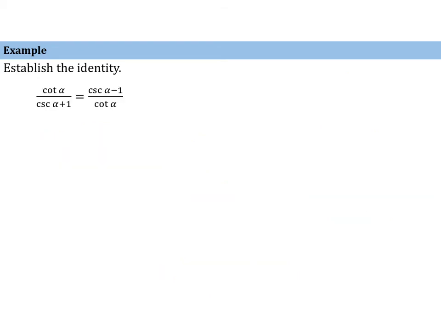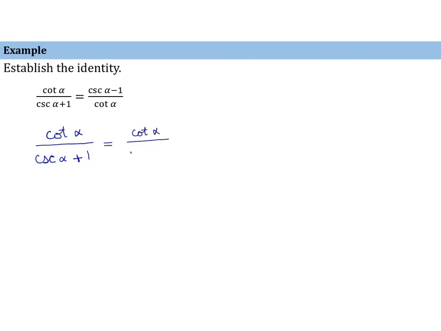So let's look at our next example. We have cotangent of alpha over cosecant of alpha plus 1. Keep in mind here that the alpha is the only thing that we're taking cosecant of in that denominator. So you could put alpha in parentheses if you wanted to highlight that. So this equals.